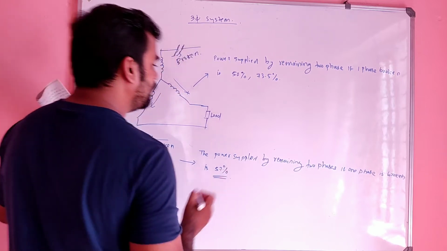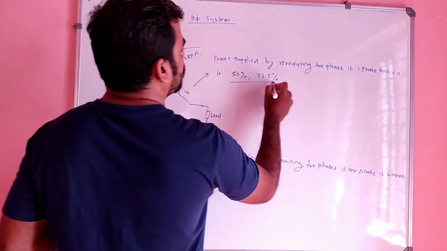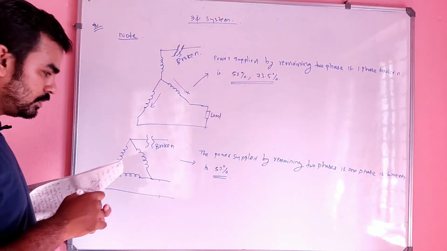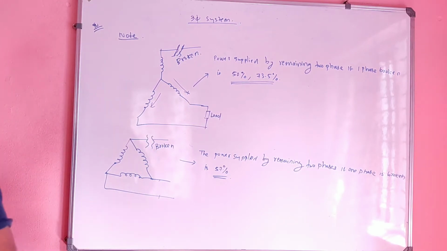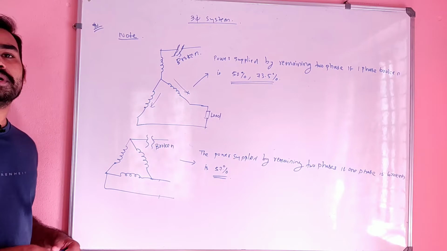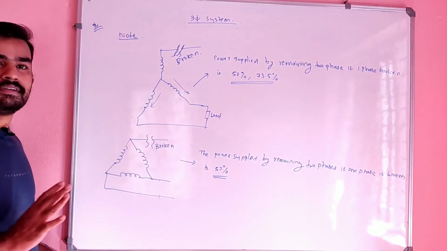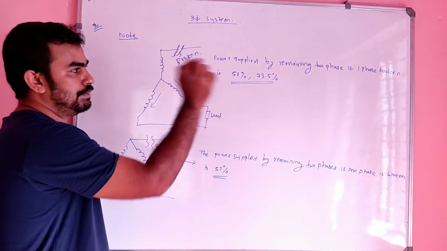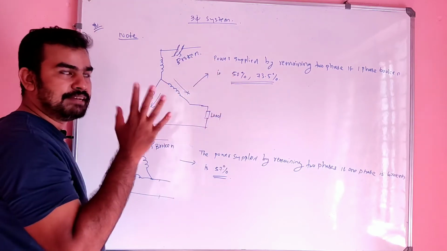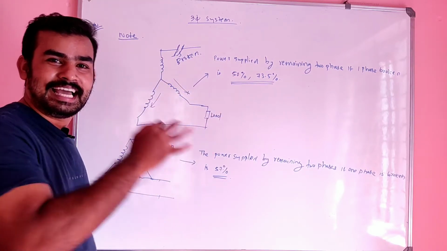It's very, very important. In a one word question you may expect this: 50, 73.5 and 57. These three terms you have to remember: 50, 73.5 and 57.